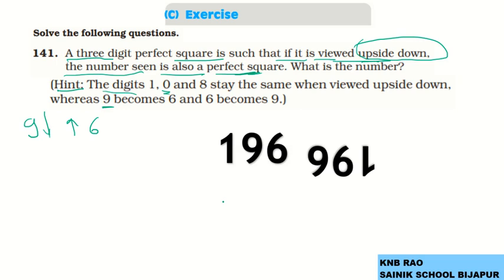So you know 196 is a perfect square. It is the square of 14, and 961 is also a perfect square. It is the square of 31. So a 3-digit perfect square is such that if it is viewed upside down, the number seen is also a perfect square, correct? So this is how we say 196 and 961 are the answers.